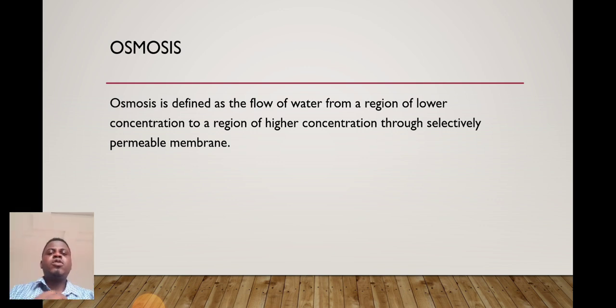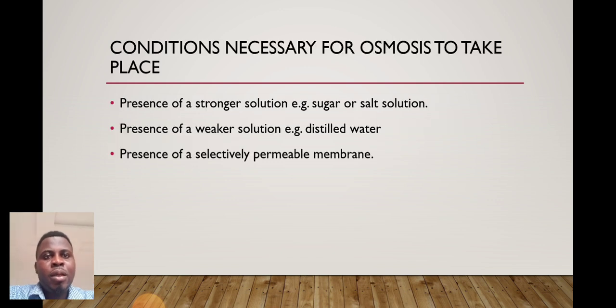There's something you should know about osmosis. In diffusion we are moving from high concentration to low concentration, but in osmosis we are moving from lower to higher, and this must be done through a selectively permeable membrane. There must be a selectively permeable membrane for osmosis to take place.